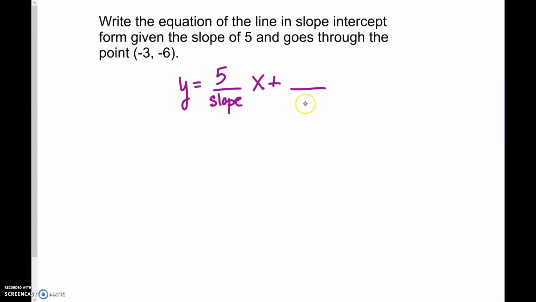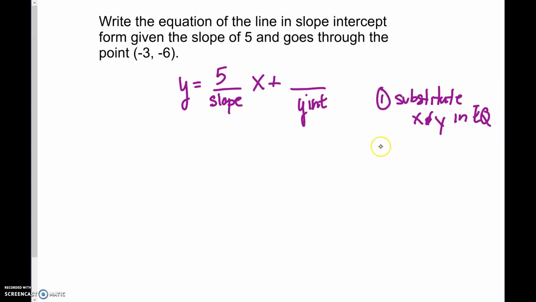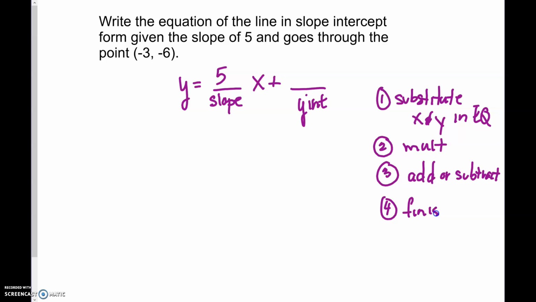Now, we need to solve and find our y-intercept. Remember, there are 4 steps we do. First, we substitute. We're going to substitute x and y in the equation. After we substitute, the second thing we're always going to do is multiply. The third thing we're going to do is either add or subtract. Sometimes it's add, sometimes it's subtract. It depends on whatever number is by b that we need to move. And the fourth thing we're going to do is always finish the equation. Sometimes we forget to finish the equation.